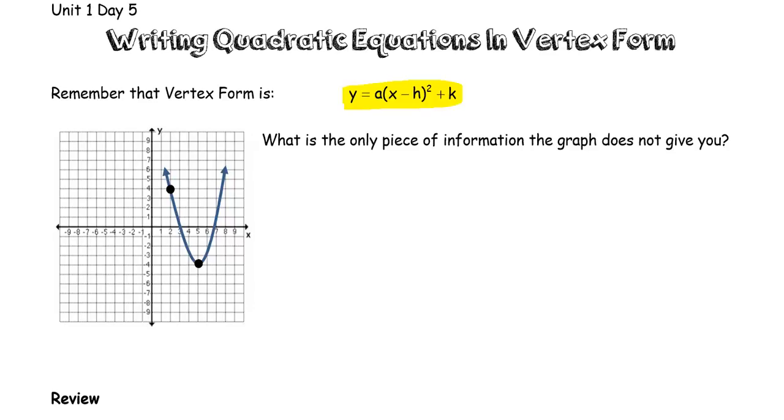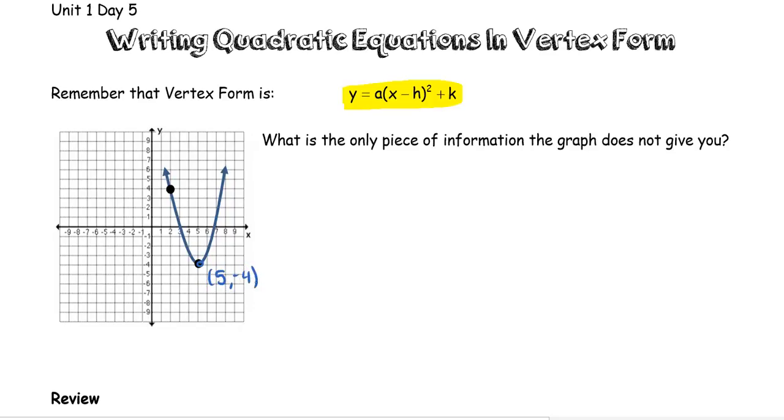is the vertex. So we look at the graph, and we did this with intercept form. We look at the information that we need. For intercept form, we needed the two x-intercepts. For vertex form, we need that vertex. If I look, the vertex is right here at (5, -4).